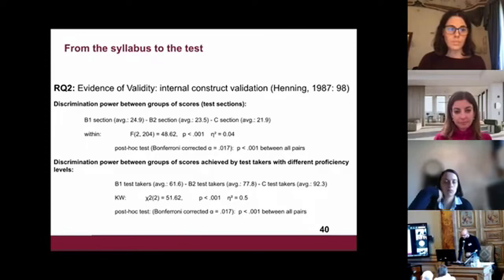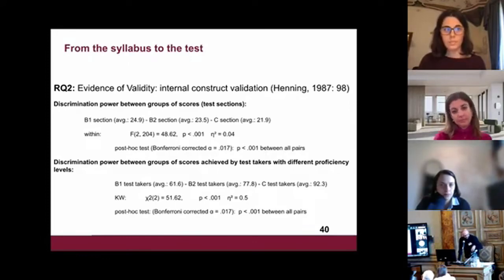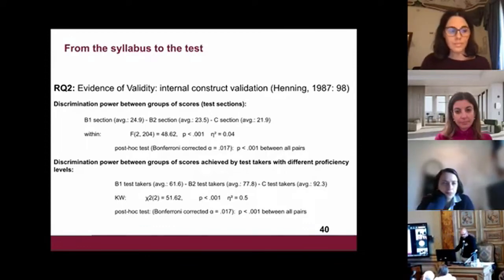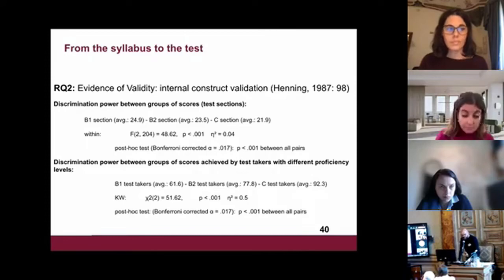In terms of discrimination power between groups of scores achieved by test takers with different proficiency levels, actually the groups now are candidate groups, so B1 candidates, B2 candidates, and C candidates. You can see already here that the average is very different among the levels. So we conducted a non-parametric analysis of variance with a Kruskal-Wallis, and the results gave a very low p-value with a large effect size. And the post-hoc test confirmed that they are actually all different between each other, these groups.